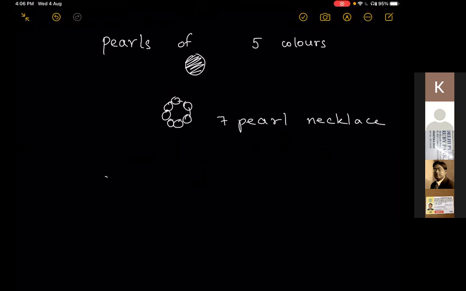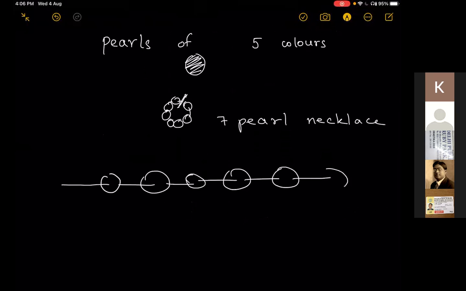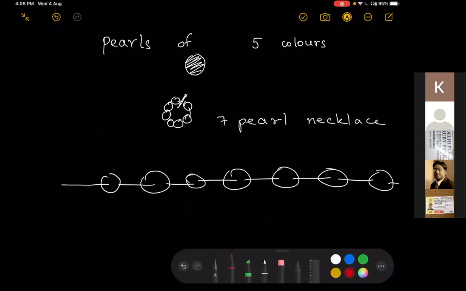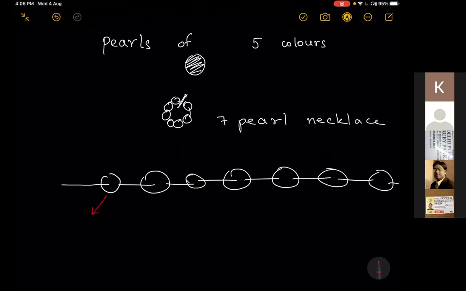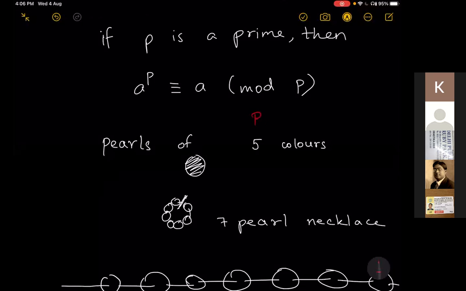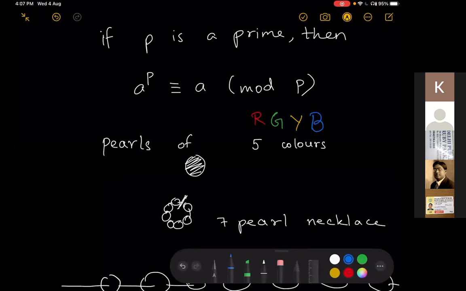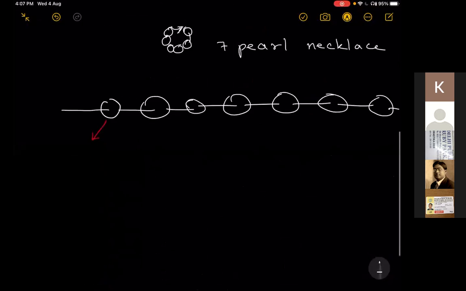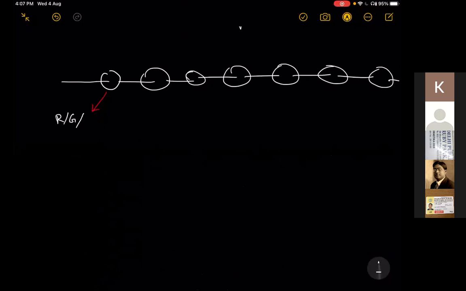First of all, see, if I cut the necklace here, this is the string: 1, 2, 3, 4, 5, 6, 7. I have 7 pearls in my string. Now this pearl can be either color. Let the 5 colors be red, green, yellow, blue, and white. These are my 5 colors. So this can be either red or green or yellow or blue or white, right? This pearl has 5 options. It can be any one of the 5 colors, right?